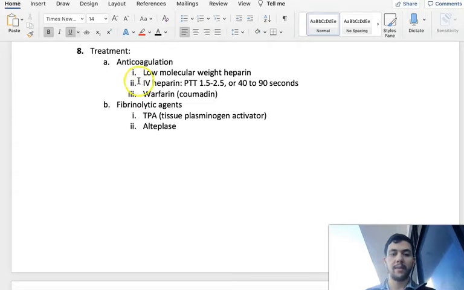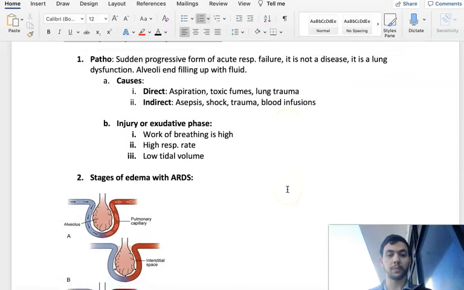You want to make sure that the IV heparin, the PTT, is between 1.5 to 2.5 or 40 to 90 seconds. That's going to be in your exam, so make sure you remember this and comment in as well.